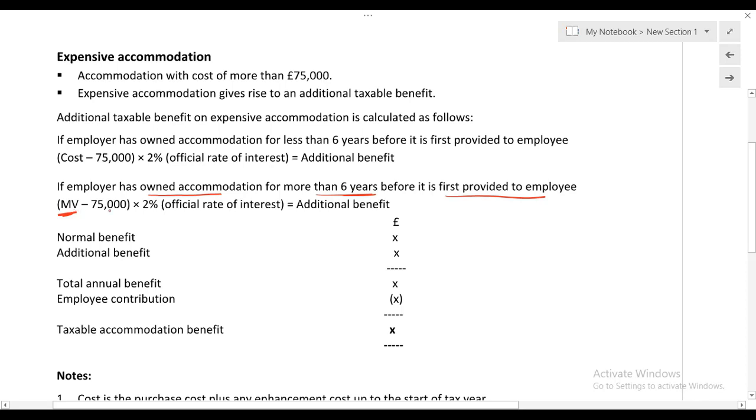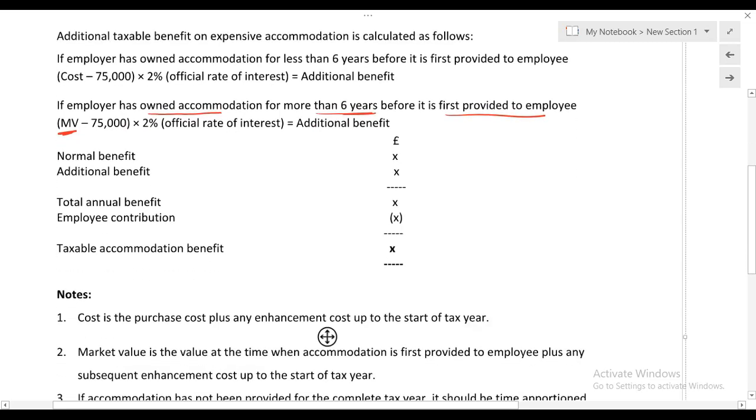Then whatever is the market value, we need to deduct 75,000, then take 2%, which is the official interest rate, in order to calculate the additional benefit. So we have to take the normal rent benefit, then add the additional benefit if the accommodation is an expensive accommodation, and you will have the total annual benefit, and from this total annual benefit we deduct the employee's contribution.